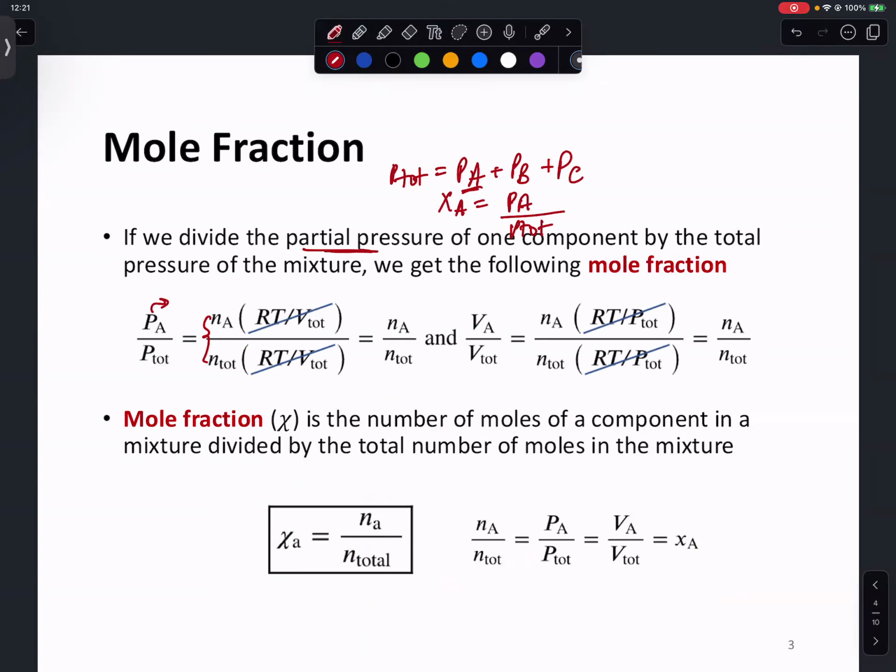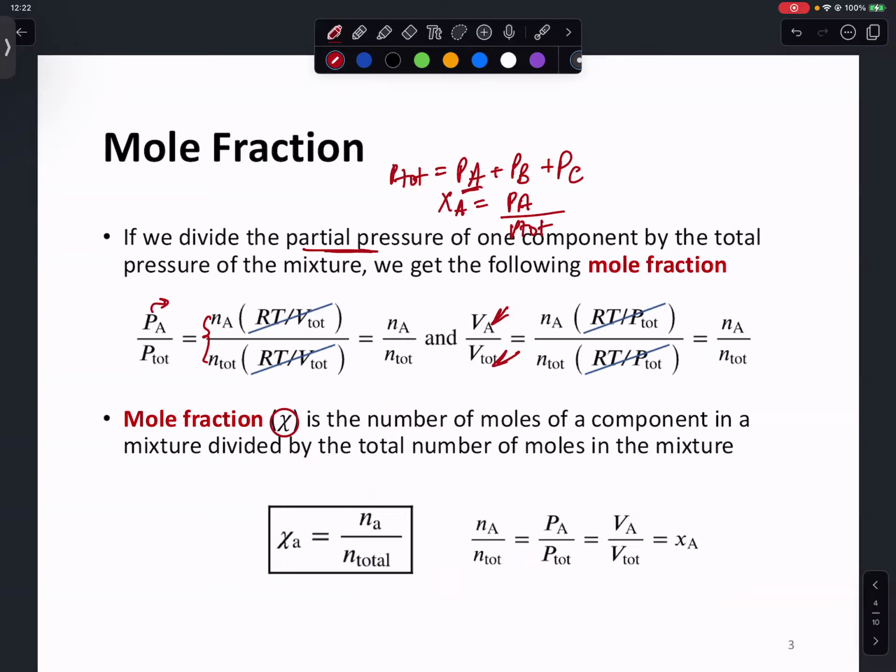I can use the same relationship with volume, so many variations. And mole fraction, by definition in this case, is given by this sign right here.